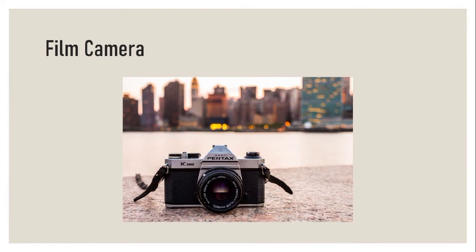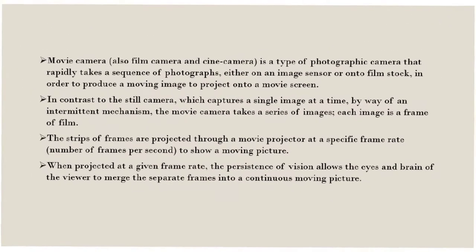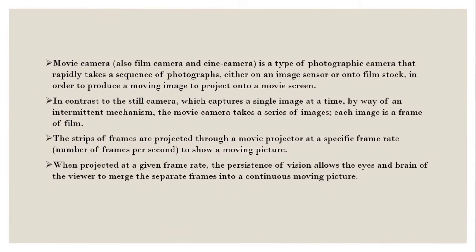Finally, we have the film camera. A film camera is a type of photographic camera that rapidly takes a sequence of photographs, either on an image sensor or onto film stock, in order to produce a moving image to project onto a movie screen. In contrast to the still camera, which captures a single image at a time by way of an intermittent mechanism, the movie camera takes a series of images.